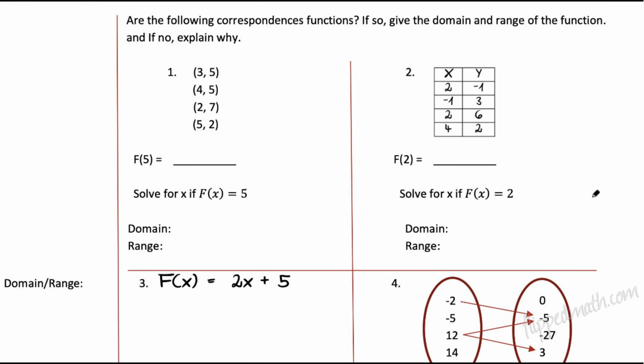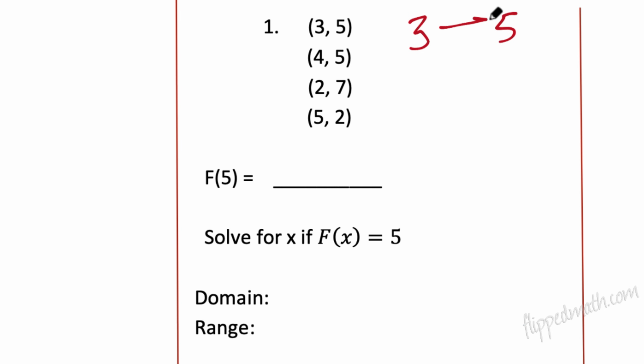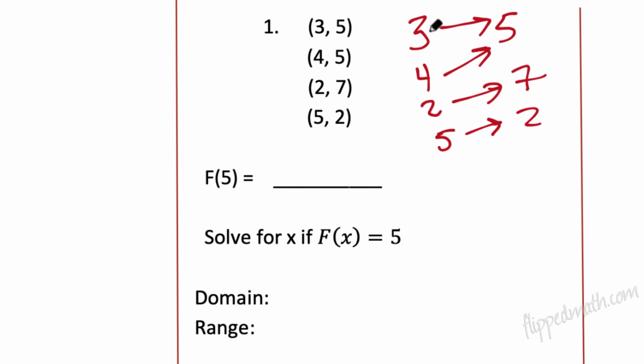Are the following functions? So think of the first column as like the products in the store, and the second column are the prices. Now here, if you want, let's write it out. We have 3 going to 5. We have 4 going to 5. We have 2 going to 7. And we have a 5 going to 2. If you walked into a store and these products and these prices existed, is that a valid pricing function? Is that a function that can work?